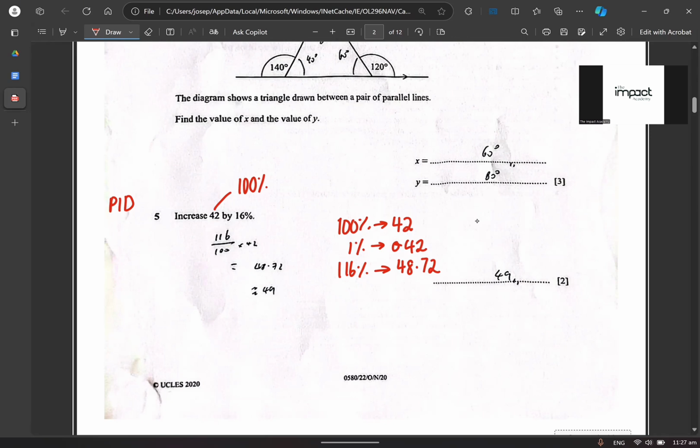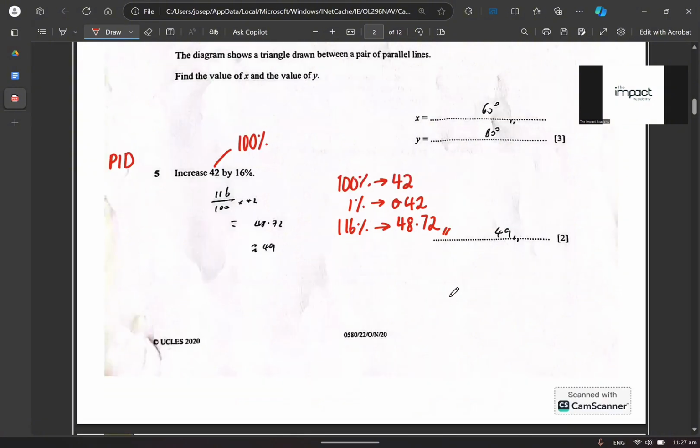You cannot just go and round up or round down. That is very important. So therefore, your answer for this is 48.72, which is exactly what you have written. But you have to make sure you do it accurately. Is that okay? All right, can I go on to the next one?